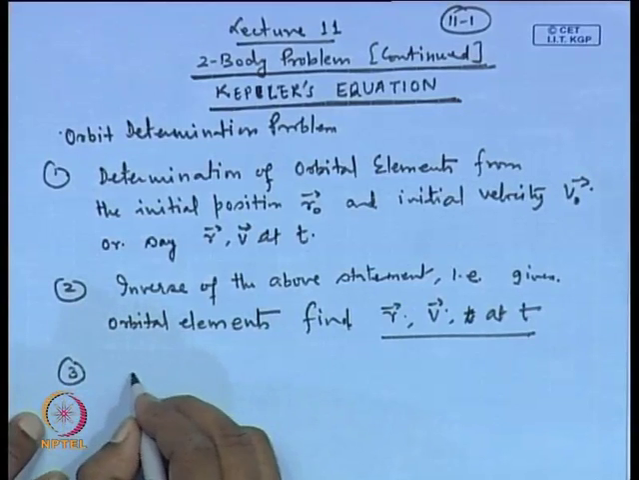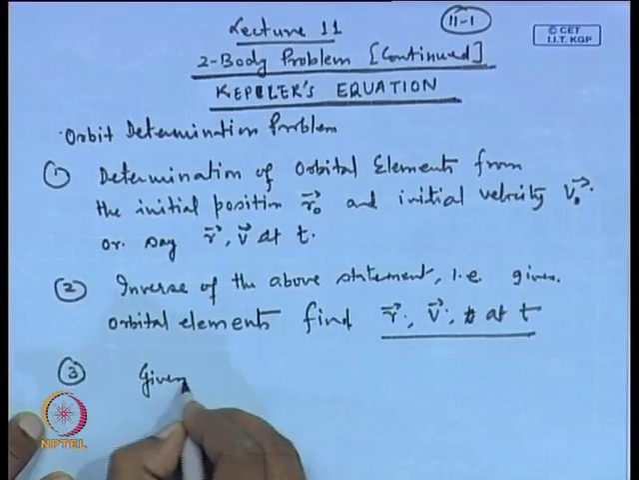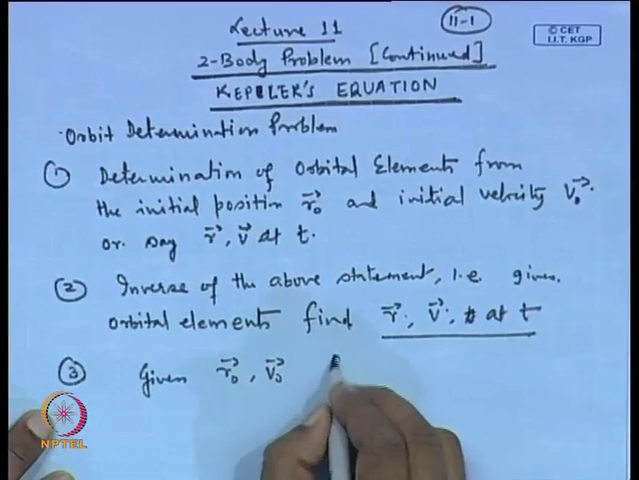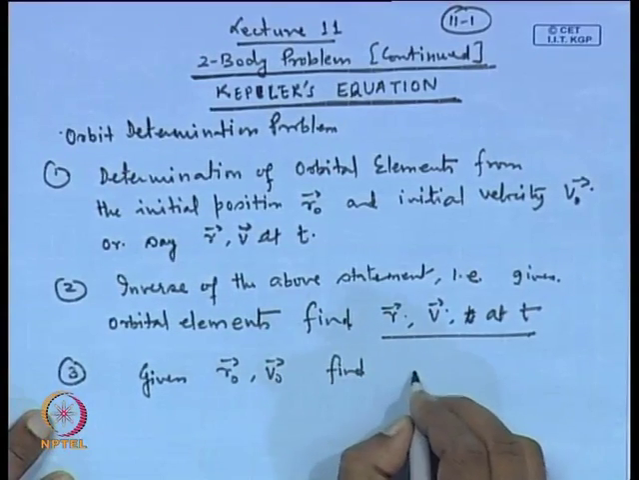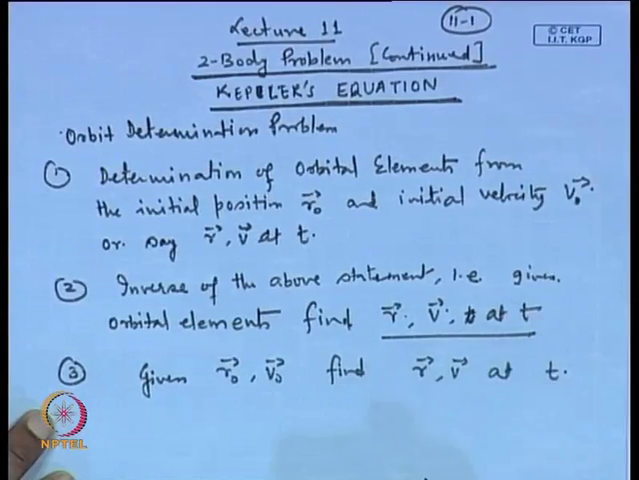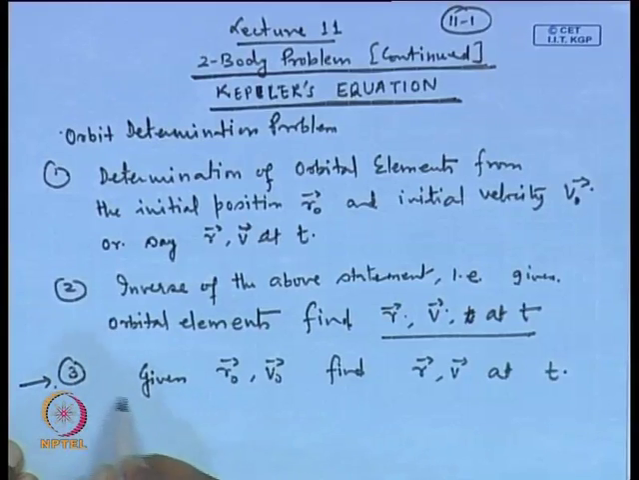The third is, given r 0, v 0, find r, v at t. This problem, the third statement here, is especially referred to as Kepler's problem.